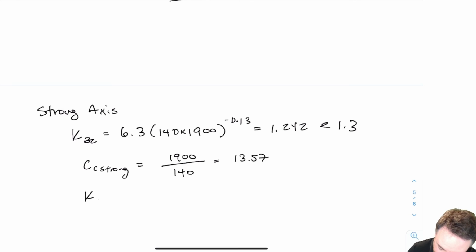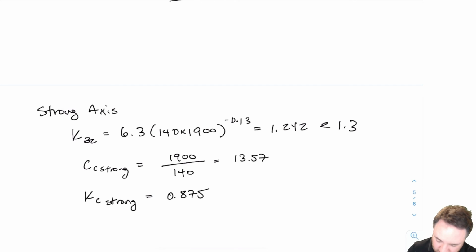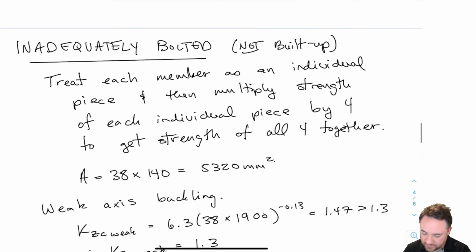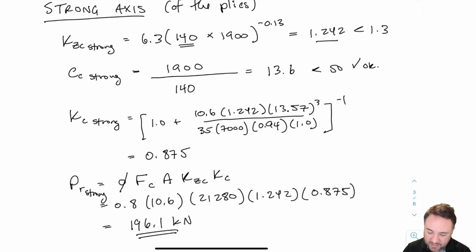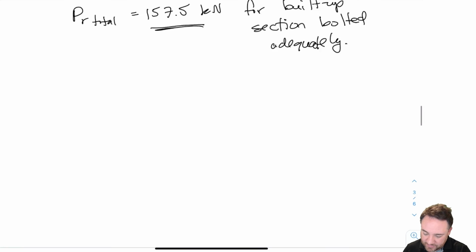KC strong is also going to be exactly the same as it was before, which is 0.875, which was what it was for strong axis buckling before. So if I go up here to the strong axis buckling, when I calculated K, I had the same strength, 10.6, the same KZC, 1.242, the same CC, 13.57, and all the rest are the same. So I get the same KC of 0.875.